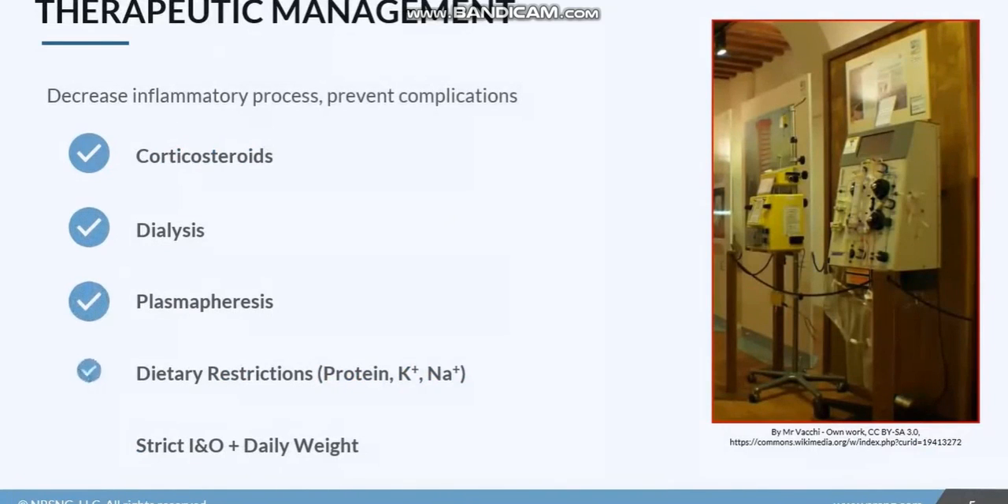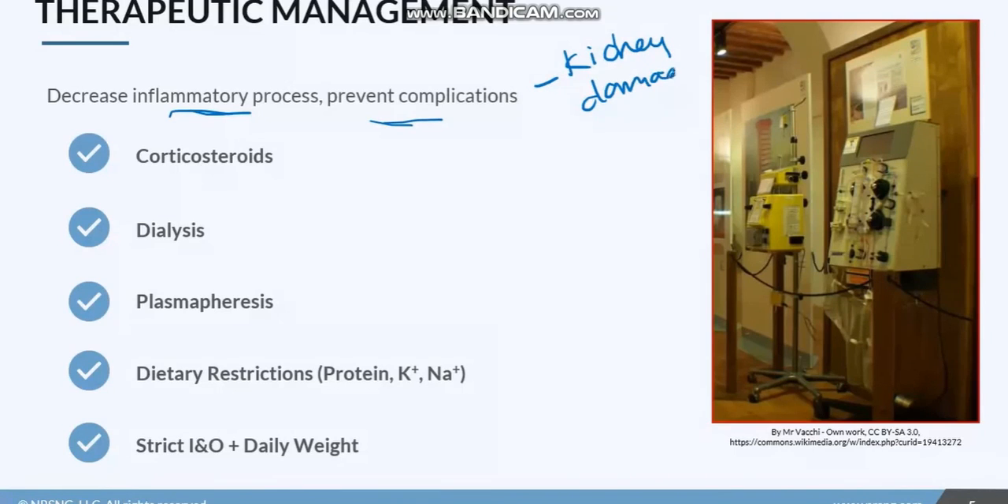So, our goal for management of these patients is going to be to decrease whatever inflammatory process caused the problem in the first place and prevent any long term complications, especially permanent kidney damage, because that can actually lead to chronic kidney disease or CKD, which we'll talk about later. So, we'll give corticosteroids to decrease the inflammation. We'll also do dialysis to support the kidney function until we've addressed the source of the problem.